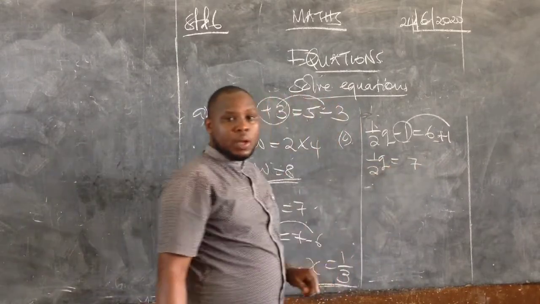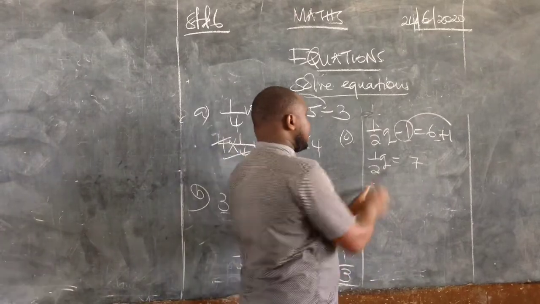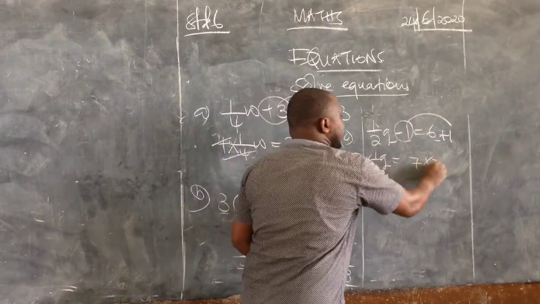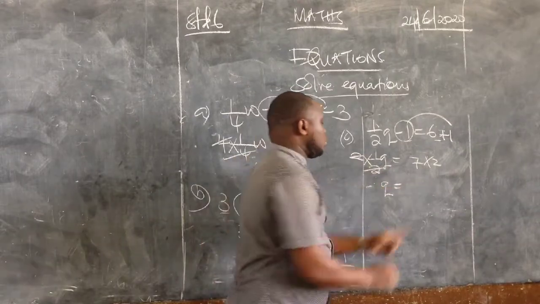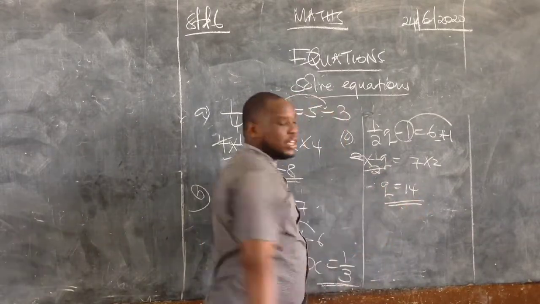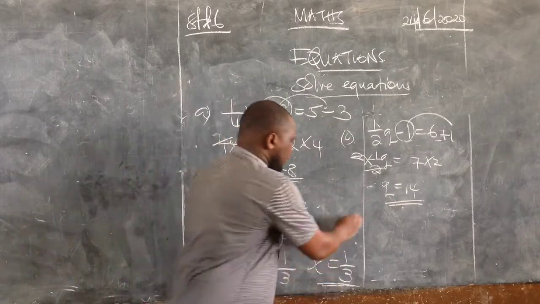From there, multiply with the LCM. The LCM is 2. You multiply here by 2. So 1 times q is equal to 7 times 2, which is 14. So the value of q is 14.